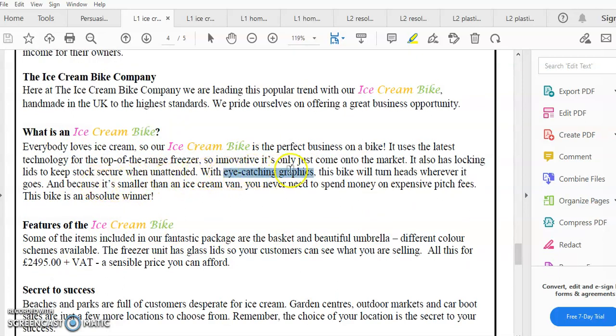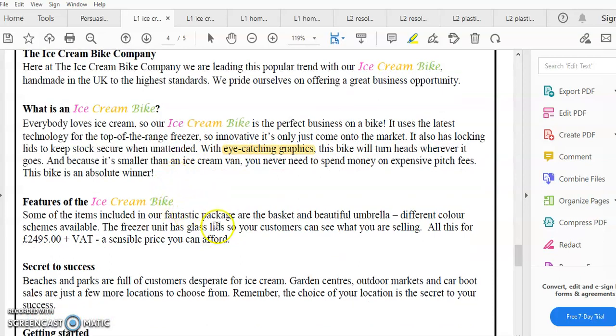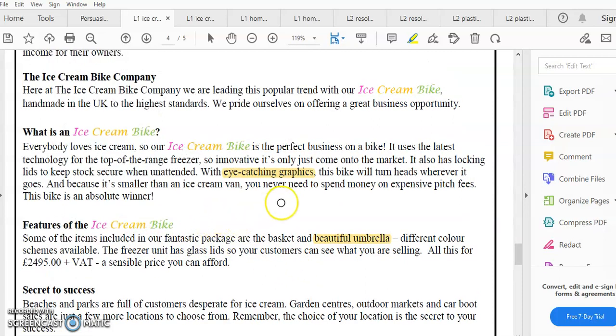So for instance, eye-catching graphics. So eye-catching design. Well, that's a phrase to me which suggests that this thing looks pretty. We need 3, don't we? So we just need a couple more here. Beautiful umbrella. Again, that's quite a nice one. That tells us that it looks beautiful. The bike will turn heads. Again, that suggests here that it is an attractive bike, that it looks nice, and that would be what we put for our answer.